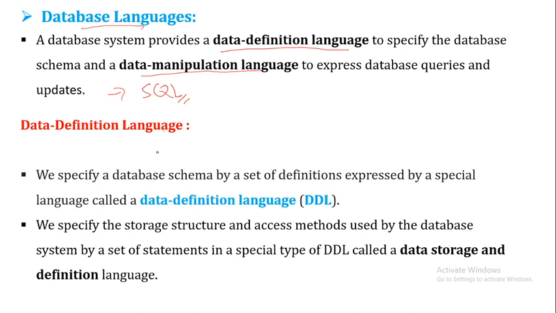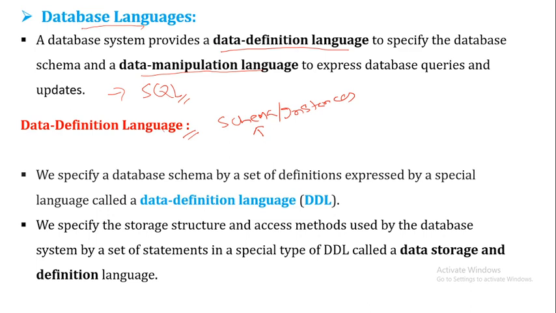Let's start with the first and foremost, that is the data definition language. We specify a database schema by a set of definitions expressed by a special language called the data definition language. As we already discussed in the previous classes, schema and instances. What is the schema? Schema is nothing but the tables, or the relations, that we are going to describe. In that relation we are going to keep the attributes and how the things will be designed. How we are going to design the database is defined in the data definition language.